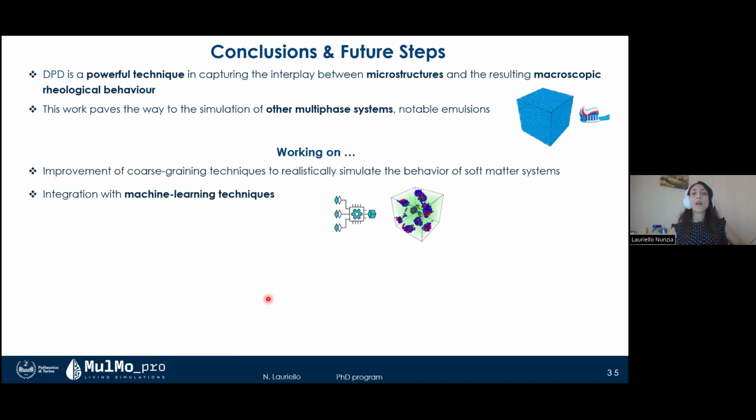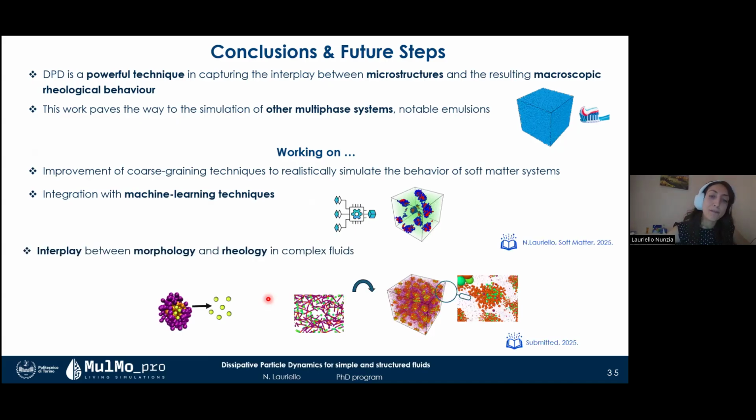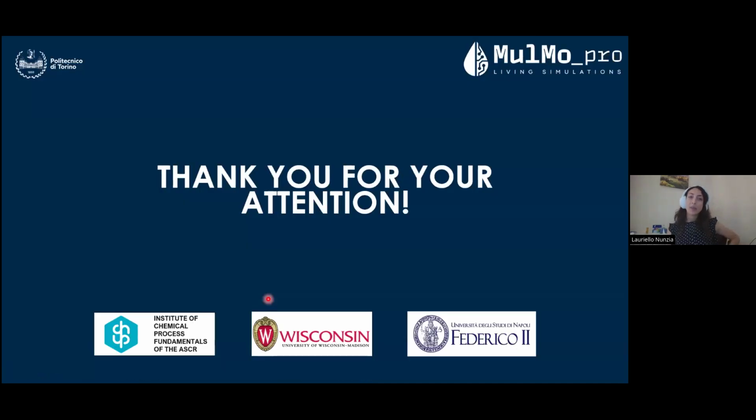Now we are working on different aspects related to this topic, such as the improvement of coarse graining techniques to realistically simulate the behavior of soft matter systems. We are working on the integration of these techniques with machine learning techniques. And from the point of view of application, we are focusing on the application of such systems as drug delivery systems. With this, I've concluded my presentation.